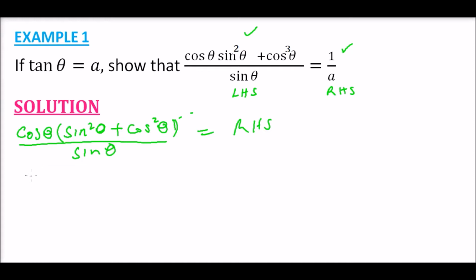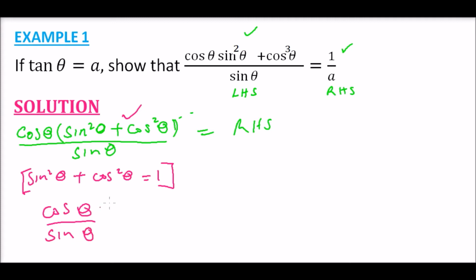We have learned in our previous part that sine squared theta plus cos squared theta is equal to 1. So that is our identity. If you check here, you find that we can equate this to 1. So this means that if this is equal to 1, it is cos theta multiplied by 1, which remains the same, divided by sine theta, which is equal to the right hand side.